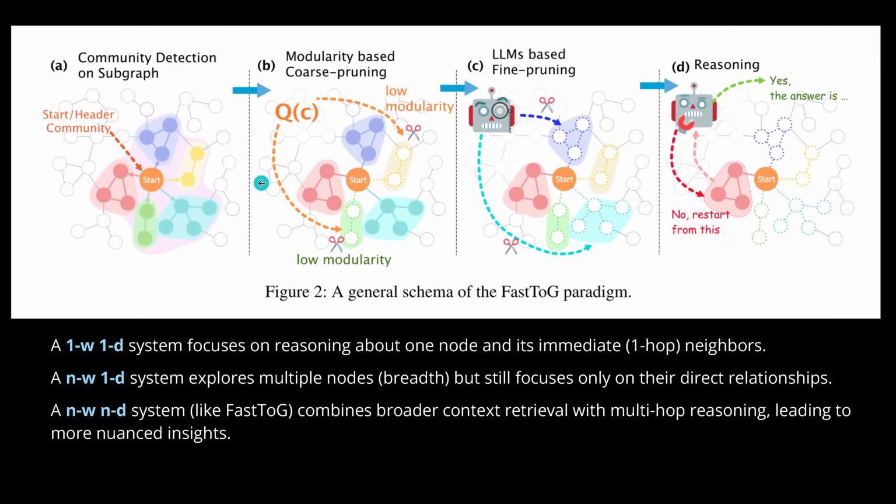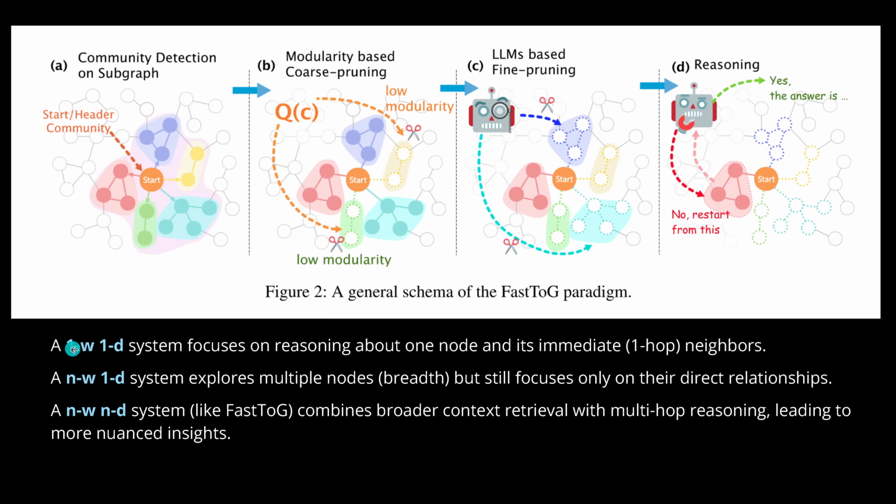If you want to see this in images, beautiful. So we start here, we have a community detection on subgraphs, then we have a 2-step pruning process, a modularity-based coarse pruning, and then the LLM-based fine pruning. The LLM decides here, and then we have the perfect reasoning. But what I want to show you here is a notation. If you read the study, you find a notation, and I have to explain this to you.